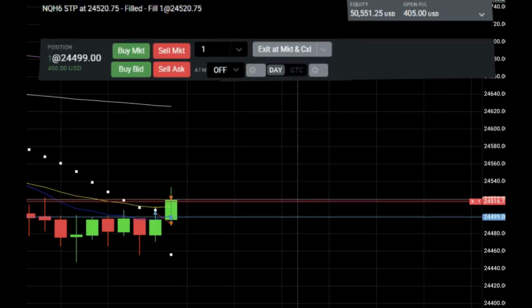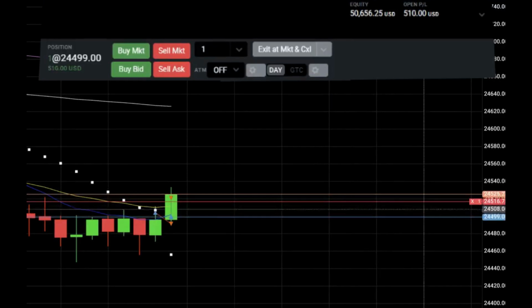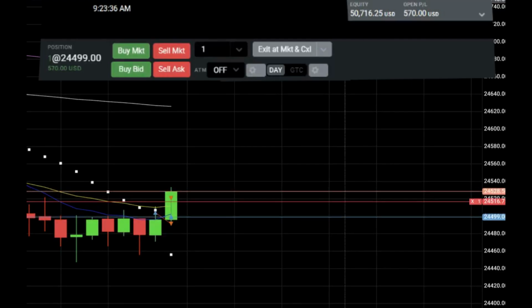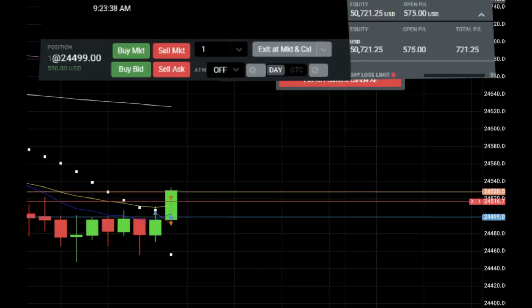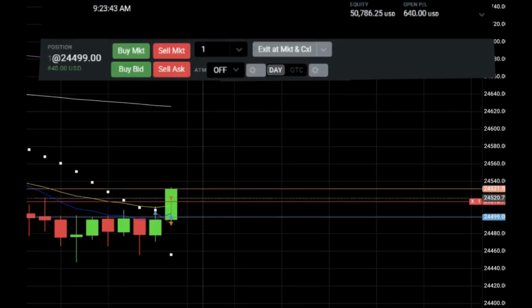Stop filled. Good. We lost one there. Well, we took out one with a good profit on it, and we're starting to move up again. In total, we're up about $700. I want to move this target up a little bit.